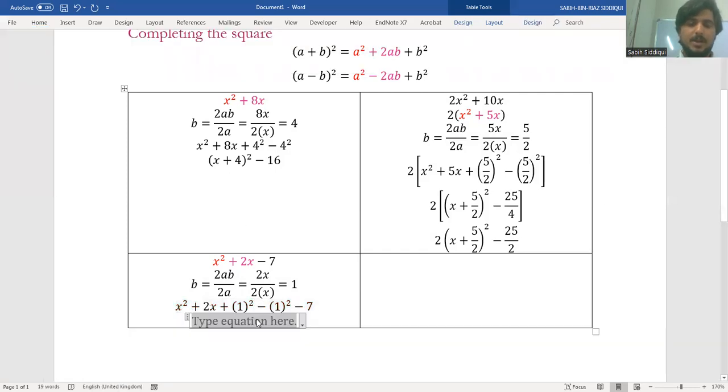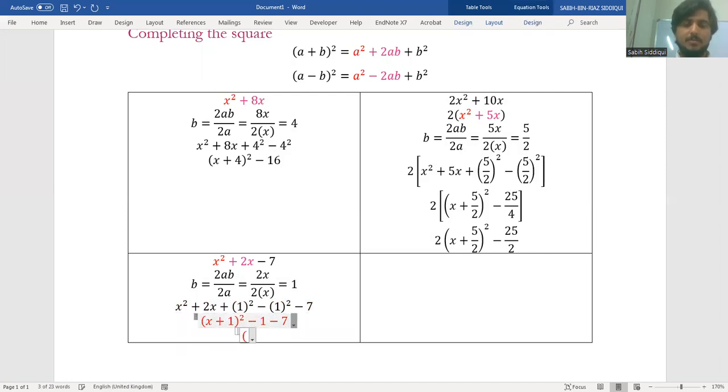the first three terms end up becoming x plus 1 whole square, and I'm left with minus 1 minus 7, which technically becomes minus 8. So this is how we can complete a square.